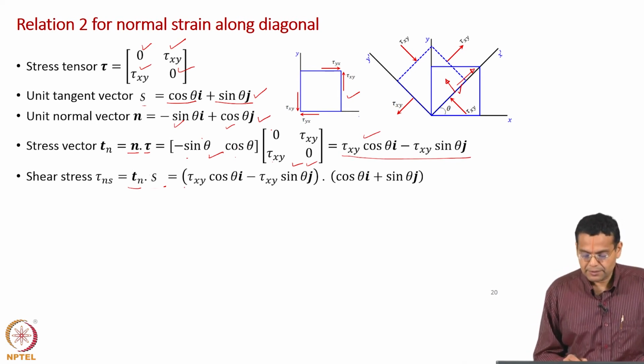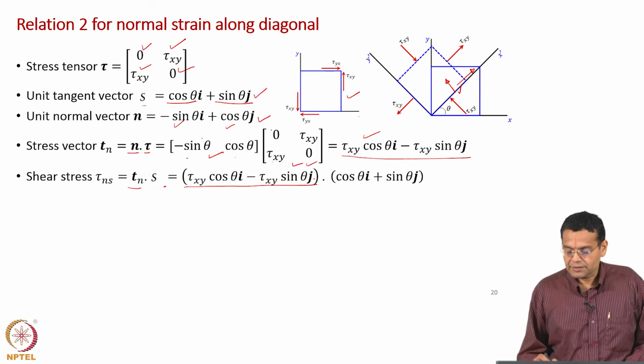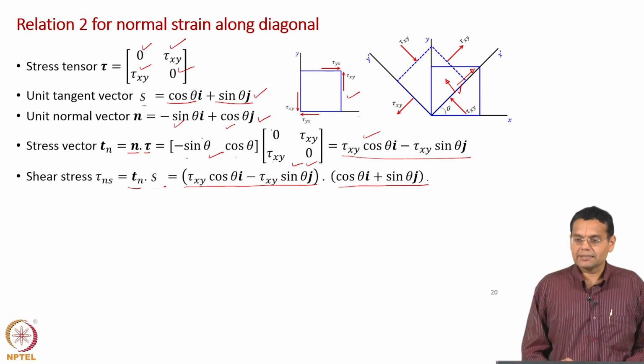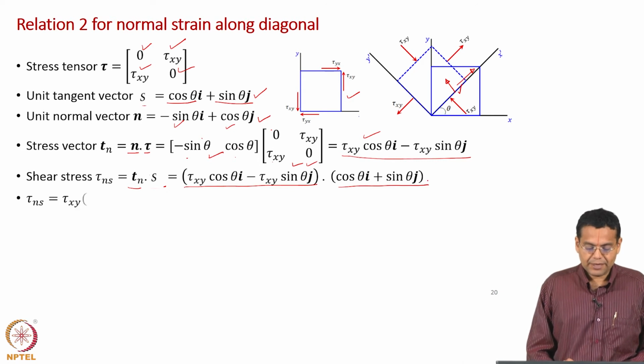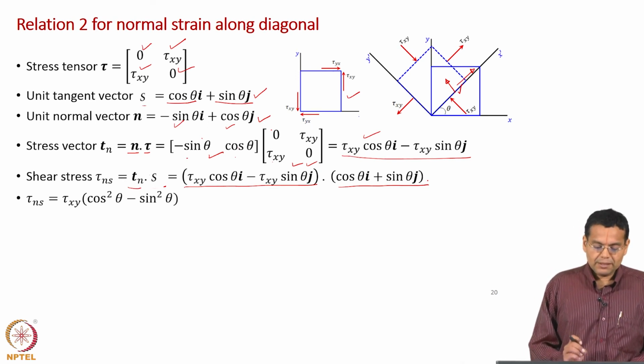And this vector is, from the previous line, tau xy cos theta i minus tau xy sin theta j, dotted with the unit tangent vector, which is cos theta i plus sin theta j. Do a simple dot product. We get tau xy times cos squared theta minus sin squared theta. That is the expression for the shear stress. Okay.